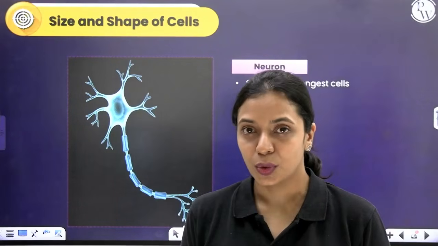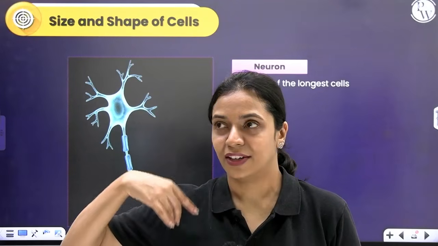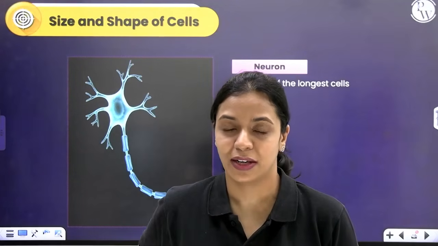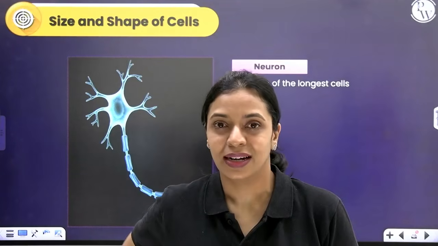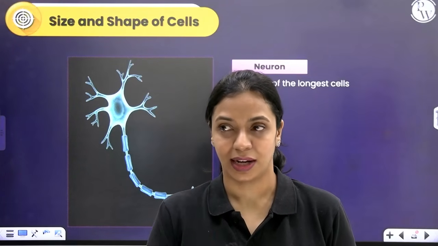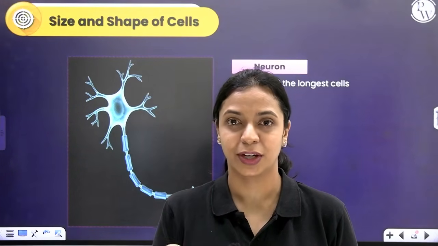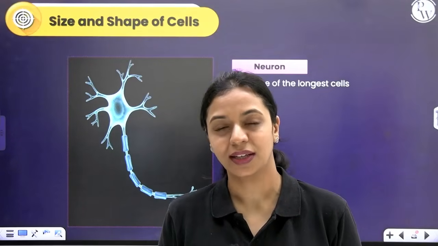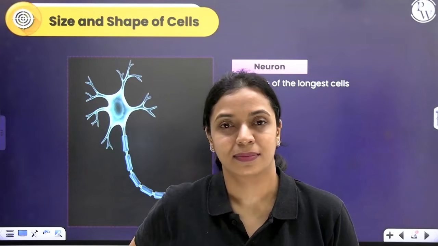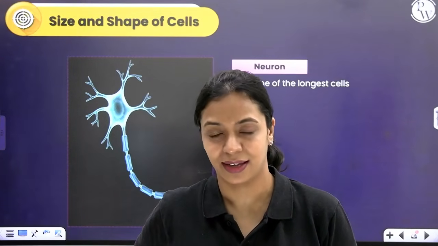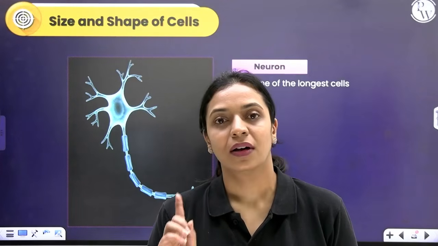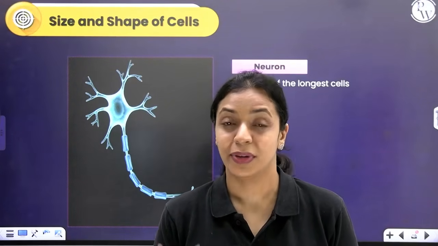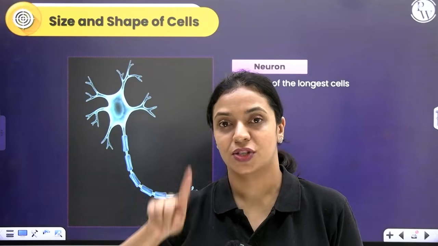Apparently, there is a neuron that runs from the tip of your spinal cord, from the base of the spinal cord near your tailbone, till your big toe. Yeah, from around that area, it runs down your leg till the tip of your big toe. So that's how long just one cell can be.